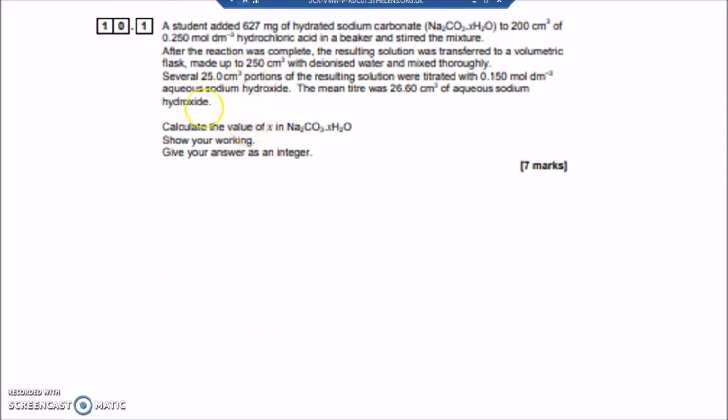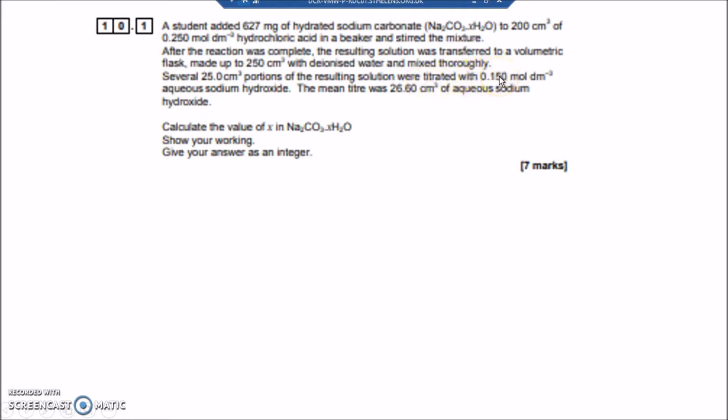I do the same now for the sodium hydroxide, just simply because I must have to. I've been given a concentration of 0.150 for the sodium hydroxide, and a mean titration volume for the sodium hydroxide. I must have to do the same.